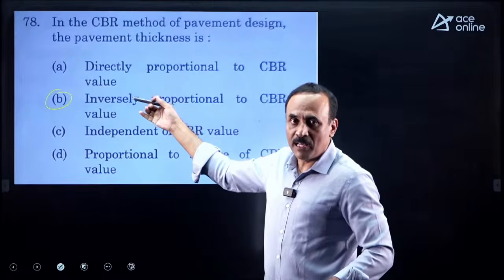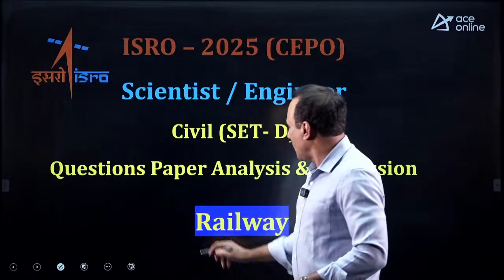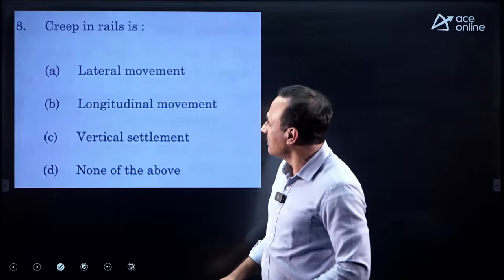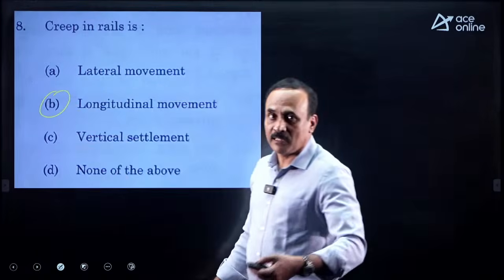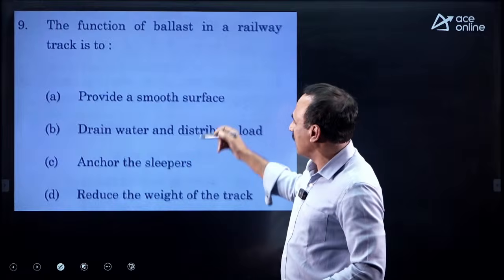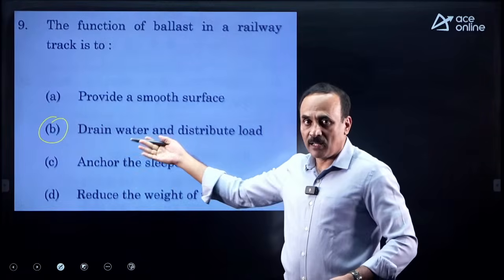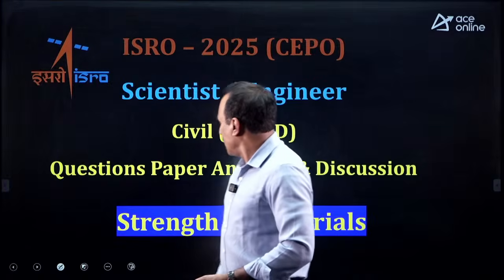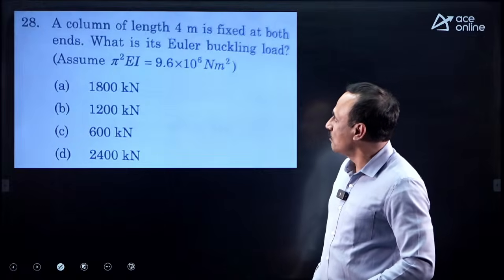If more is the CBR value, more is the strength and the thickness will be less. Now, coming to the railways, there are two simple questions. The creep of the rail is the longitudinal movement of the rail because of the continuous movement of the train. Coming to the next question, the function of ballast: ballast is to distribute the load and also to disperse the rainwater. Answer is option B.